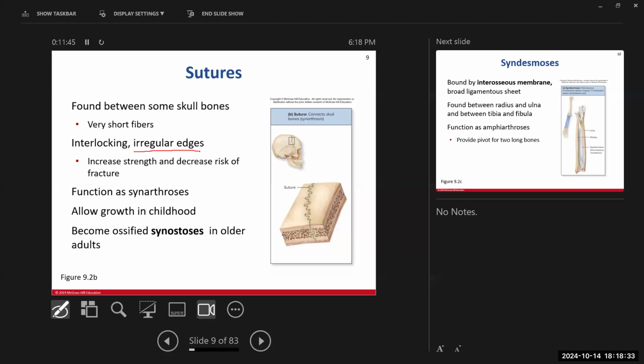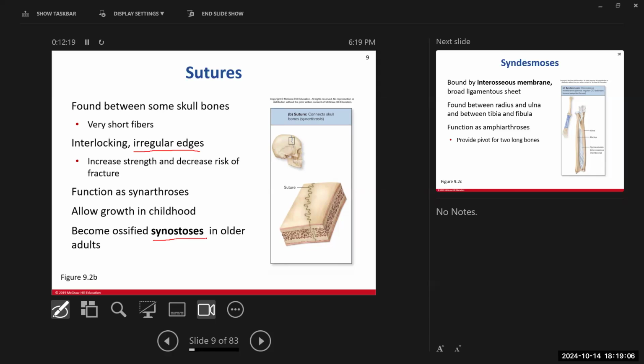And so eventually, as we get older and older, these joints will fuse together. Some will fuse earlier than others. Some will take quite a while. I'm trying to think, there's a couple of the suture joints in your skull that can take up to age 60. Some fuse together by age 40. Once they have ossified, we refer to them as synostoses. All right, so those are your suture joints.